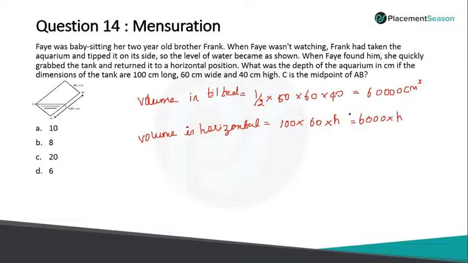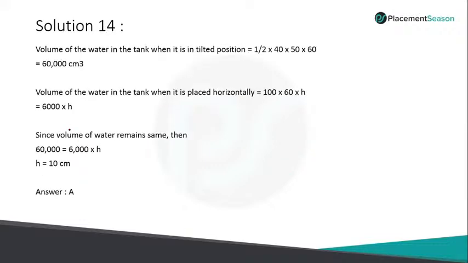Now the volume of both will remain the same, however it moves, right? So we can equate both. 60,000 is equal to 6,000 into h. Then h will be equal to 10 centimeter in the horizontal position, right? Okay, we'll move on to the next question.